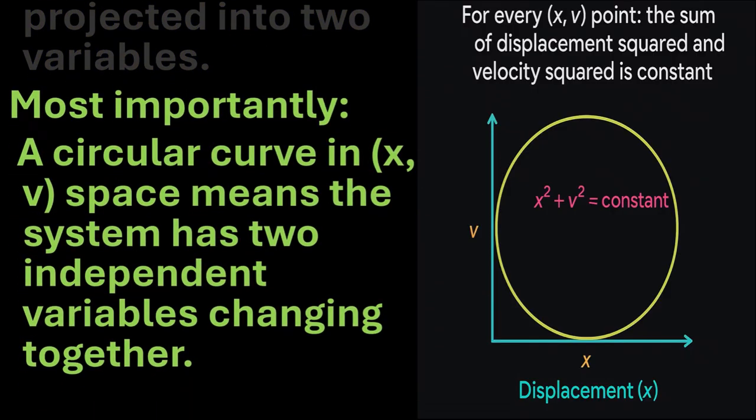Most importantly, a circular curve in x comma v space means the system has two independent variables which are changing together. And what would two independent variables changing together mean? That the motion is not happening in a one-dimensional plane. It is rather taking place in a two-dimensional space.